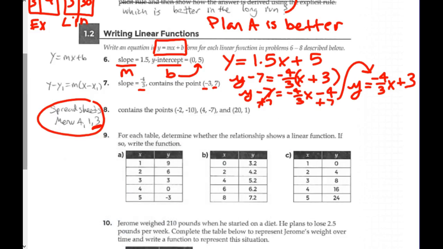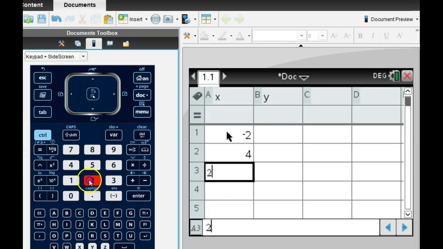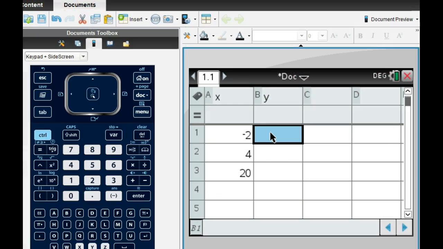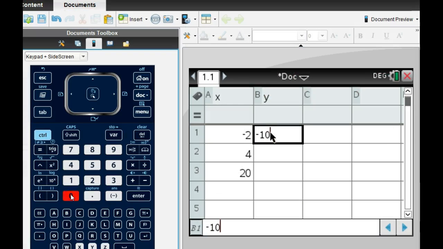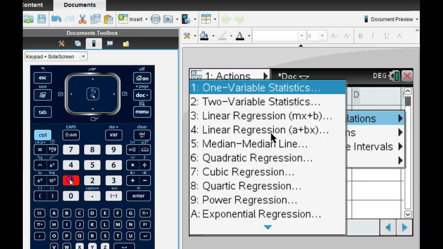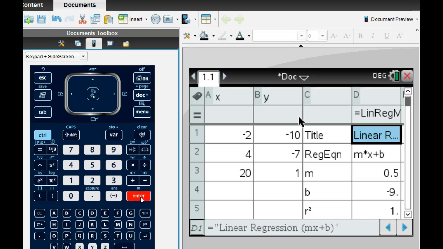Okay, so now we got to actually put in these specific points. Negative 2, 4, and 20 are the x's. And then the y's are negative 10, negative 7, 1. Okay, menu 413, because it told us in mx plus b form, that's linear. So we get y equals 0.5x minus 9.